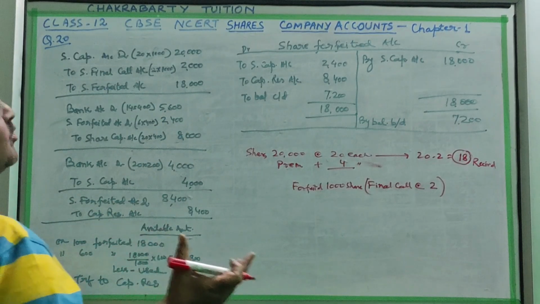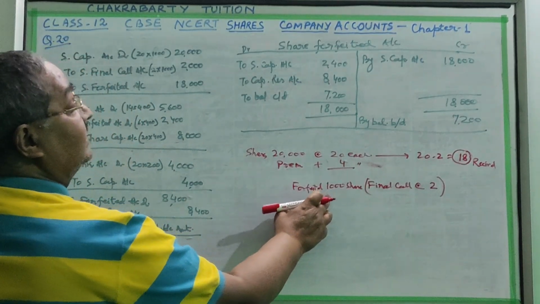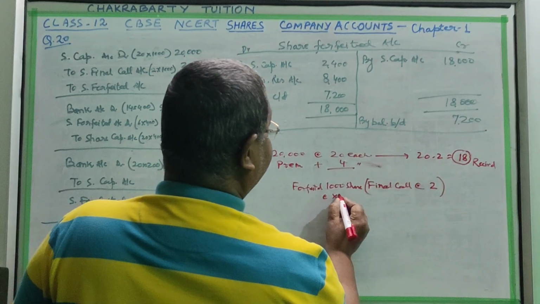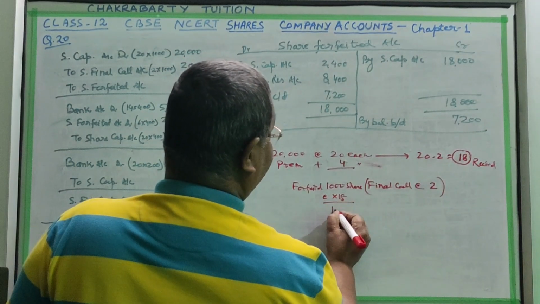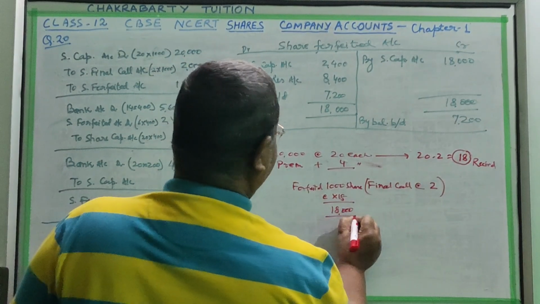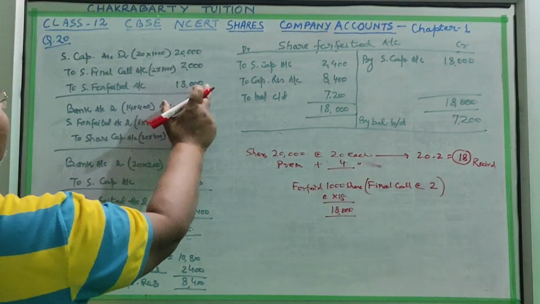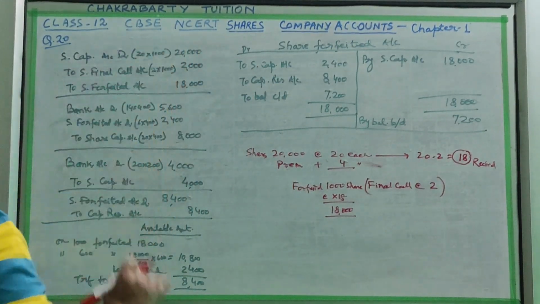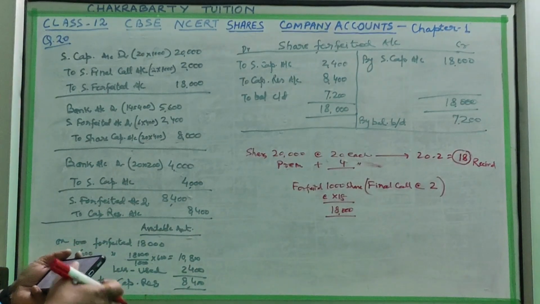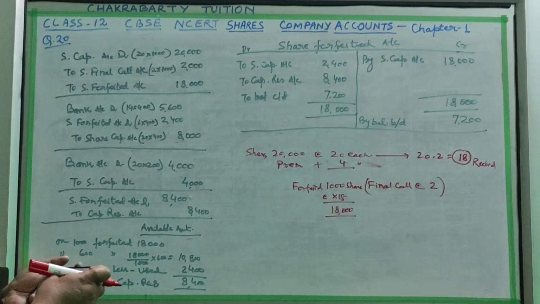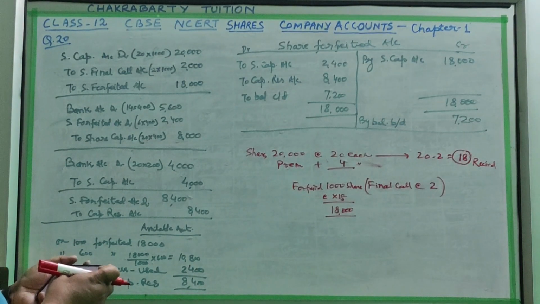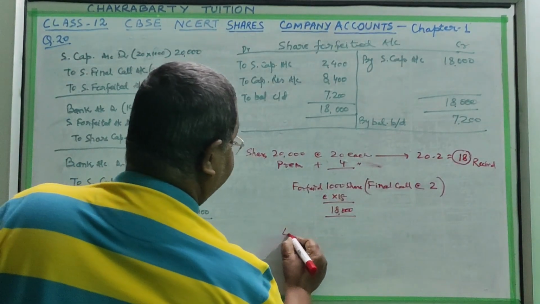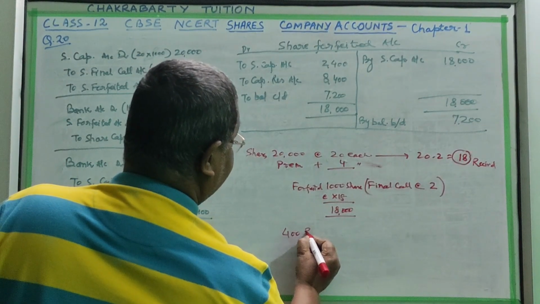How much have we actually received for these 1,000 shares? We have received at the rate of 18. So actually we have received 18,000. That's why share forfeit account will be credited by rupees 18,000. So this entry is clear, I think. Now what happened? These shares were reissued at rupees 14. Out of these, 400 were reissued.